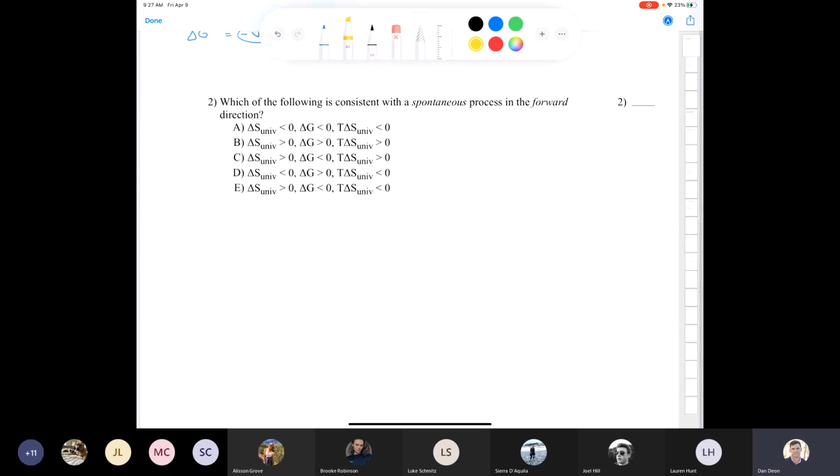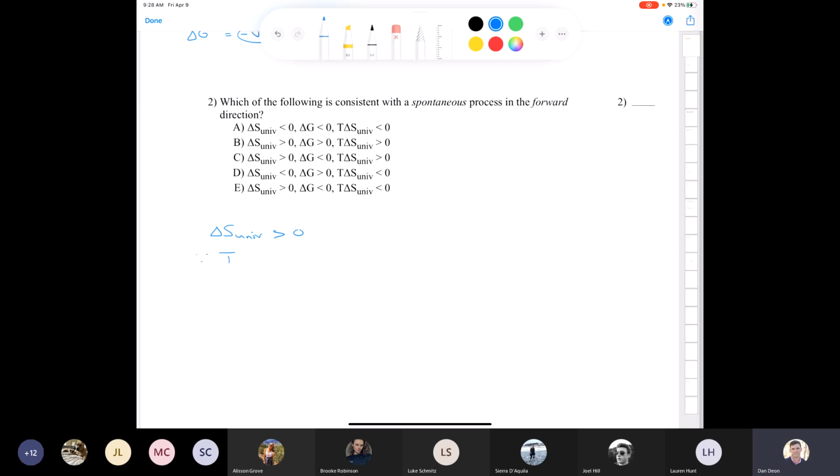Question 2, which of the following is consistent with the spontaneous process in the forward direction? Well, you can see that we're comparing delta S of the universe, delta G, and T times delta S of the universe. Well, we know that when the entropy of the universe is increasing, when it's greater than 0, we're dealing with a spontaneous process.